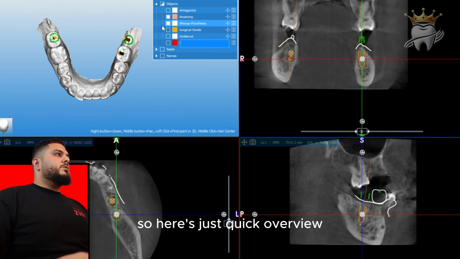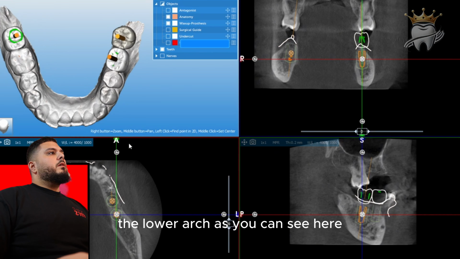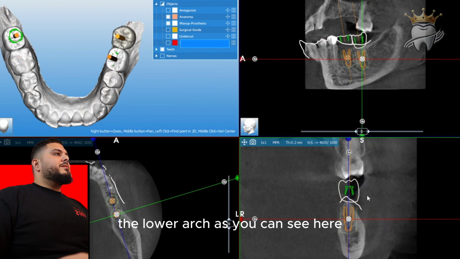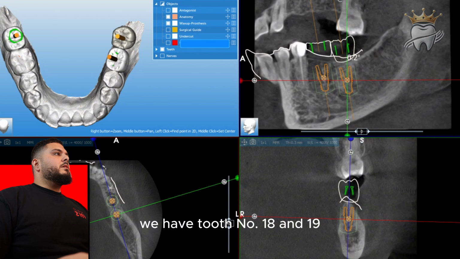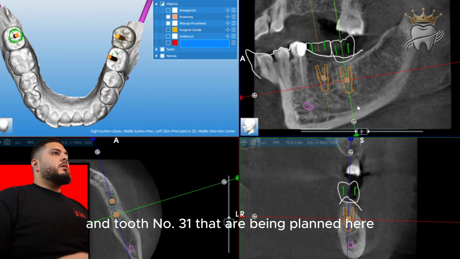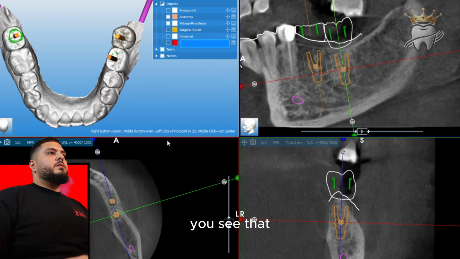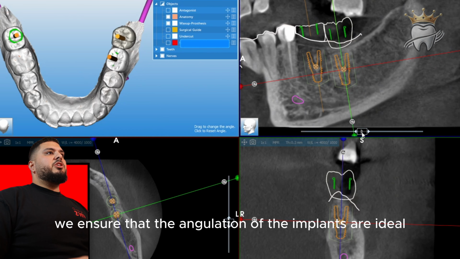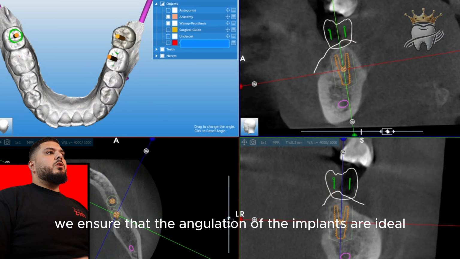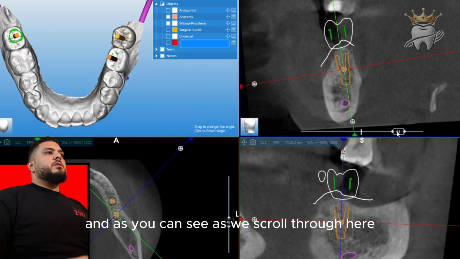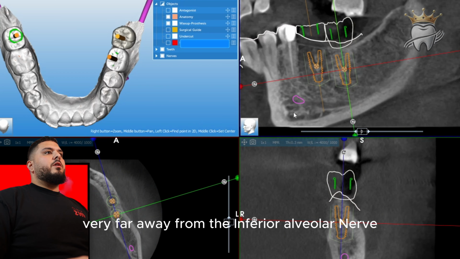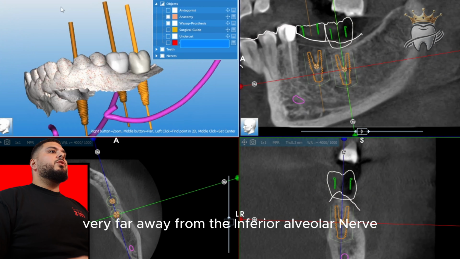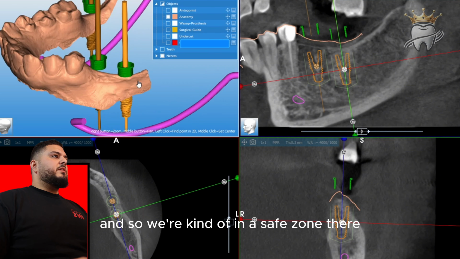All right, so here's just a quick overview of the lower arch. As you can see here, we have tooth number 18 and 19 and tooth number 31 that are being planned. Here you can see that we ensured that the angulation of the implants are ideal, and as we scroll through here, we can see that we are very far away from the inferior alveolar nerve, so we're kind of in a safe zone there.